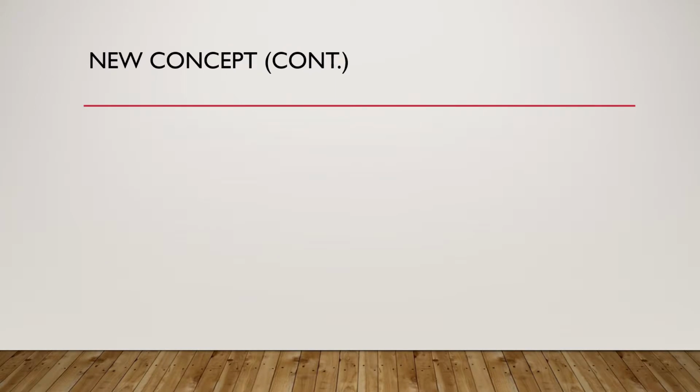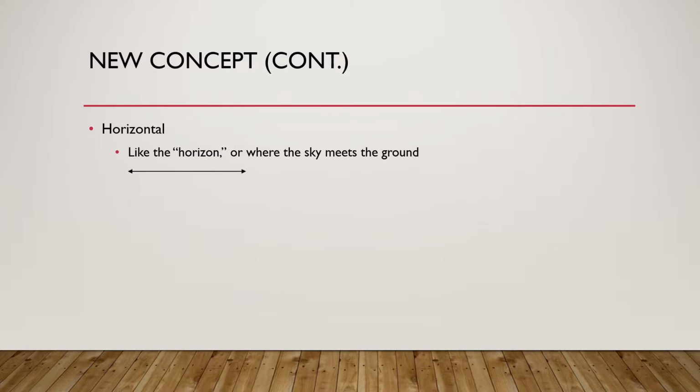There are a couple special kinds of lines we're going to talk about. We have horizontal lines. We call them horizontal because that reminds us of the horizon, and the horizon is that straight line where the sky meets the ground if you look off into the distance. And so a horizontal line is side to side flat, like this one. A vertical line is a straight up and down line, like that one.